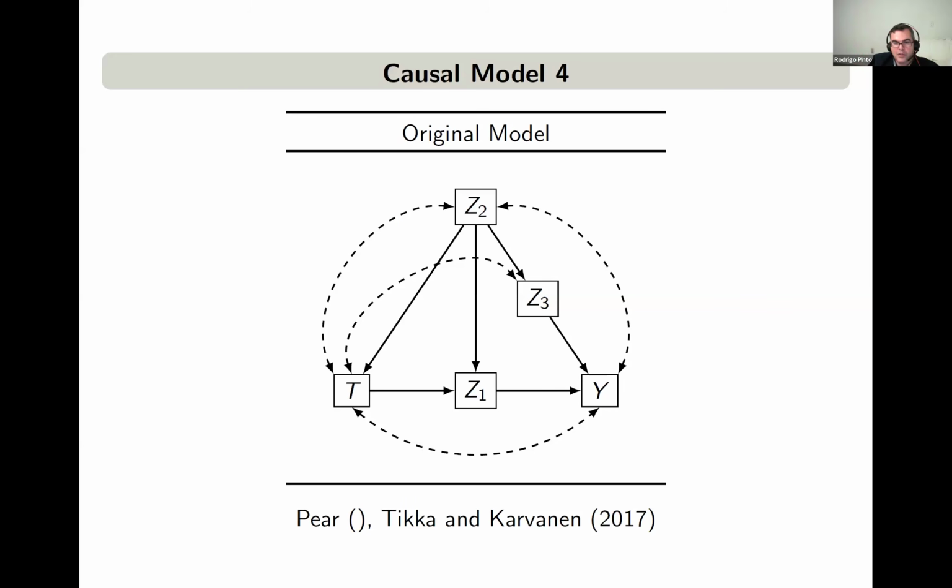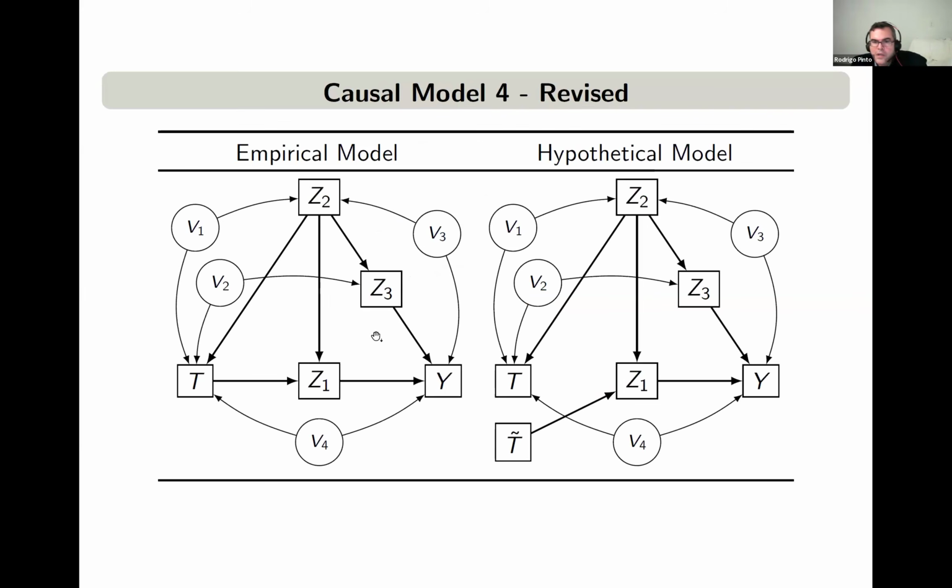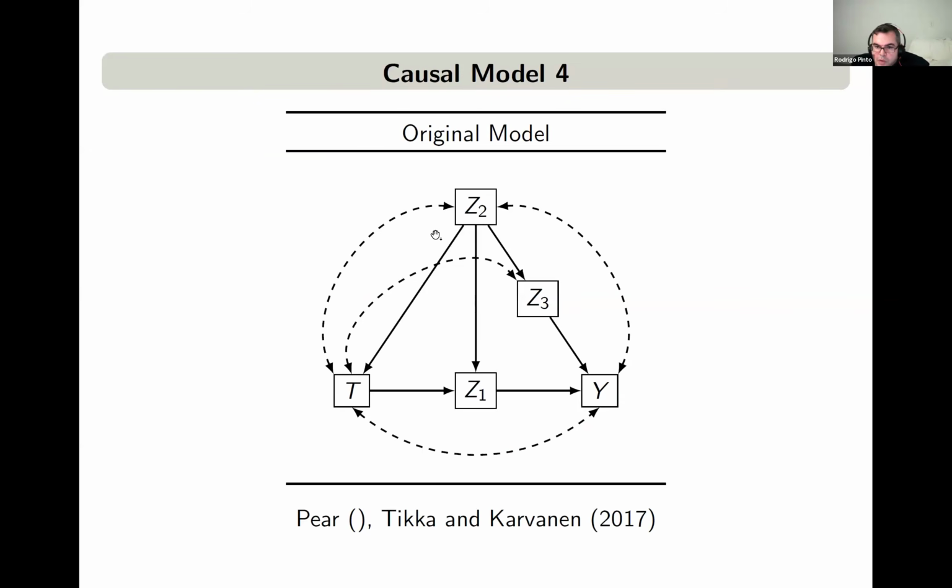Finally, I have this causal model 3, which is a quite famous model in this literature. Here in this model, we have these double arrows that create a correlation between the variables.